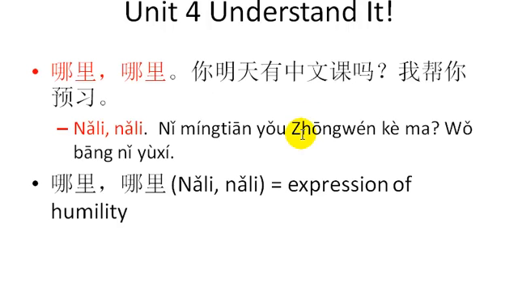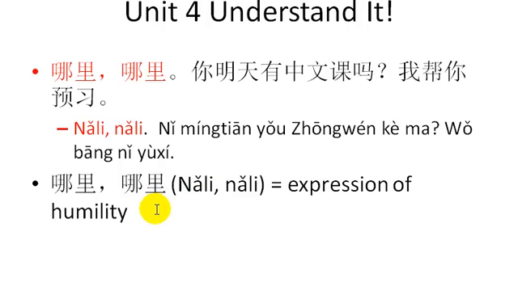Alright. Wang Peng comes back and says, 哪里哪里? 你明天有中文课吗? 我帮你预习. Okay, so first in this sentence we have 哪里哪里. Now, directly translated, 哪里 means where. Okay? Where are you? 哪里? 你在哪里? Where are you? 哪里.